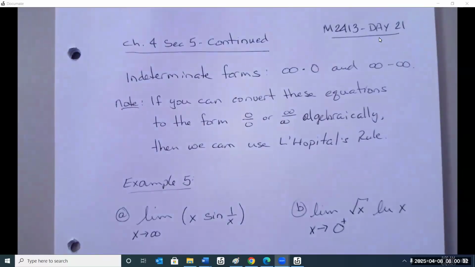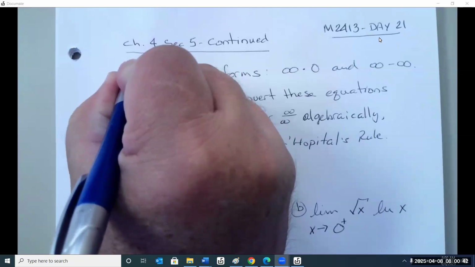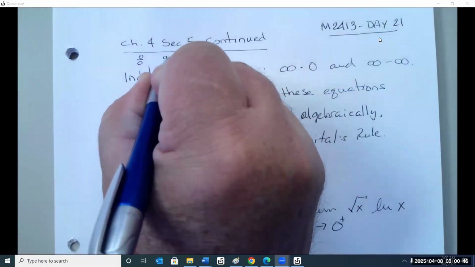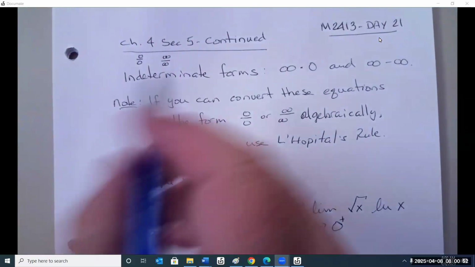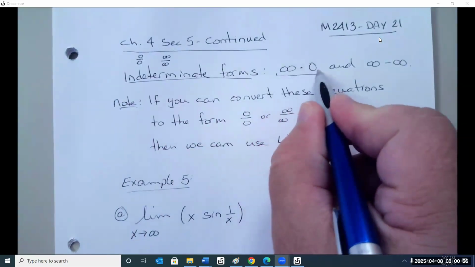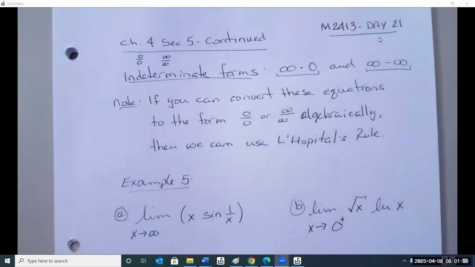We're dealing with indeterminate forms and how to find limits of them, derivatives of them. So up until now, we've talked about indeterminate forms of 0 over 0 and infinity over infinity by using a method called L'Hopital's rule. Now we're going to look at indeterminate forms of infinity times 0 and infinity minus infinity.